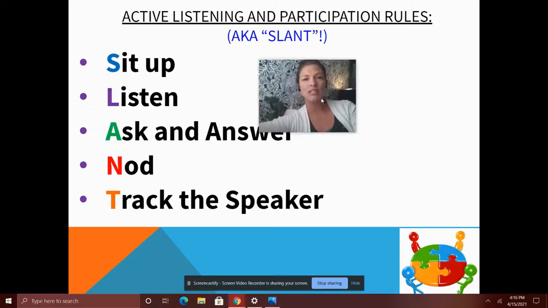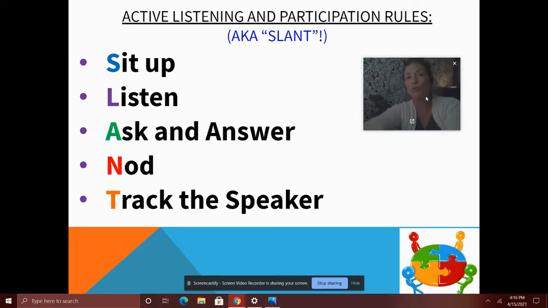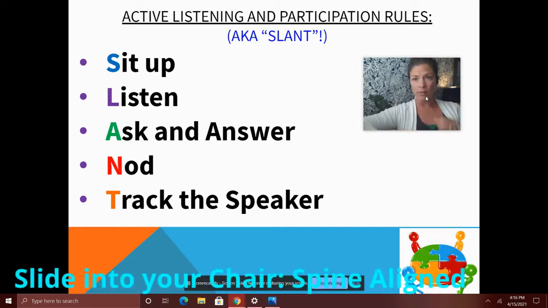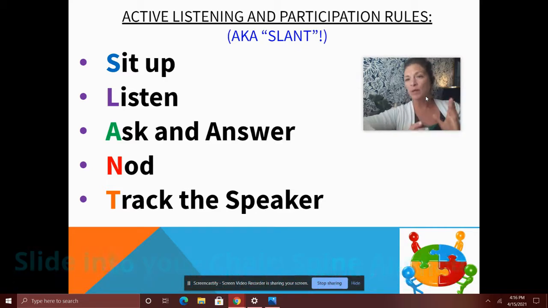Okay, there's some simple key tools here. Number 1, slant really means I'm going to sit up. So do it right now. Give you a second. Sit up in your chair. There you go. All right, feel your shoulder blades against the chair. Good. Okay, now let's put on our listening ear.